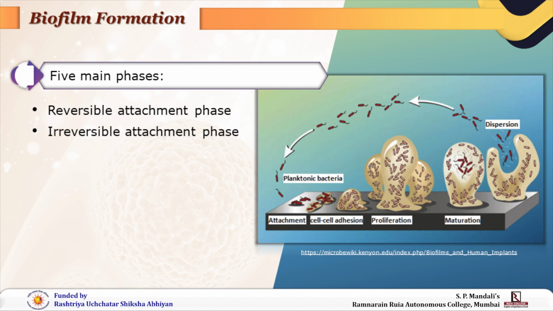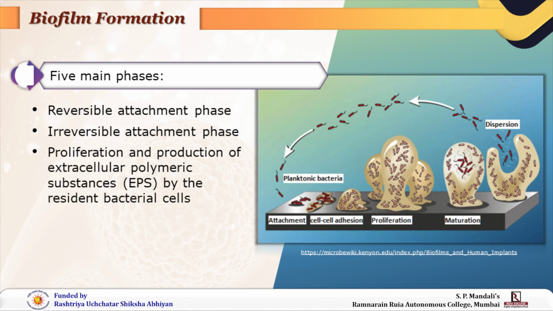The next step is an irreversible attachment phase, where there is a change in the phenotypic expression of the microorganisms such that they bind more effectively onto the surface. The third step is the step where the biofilm actually gets formed, where proliferation and production of the extracellular polymeric substance is the main reason for the biofilm structure to be formed.